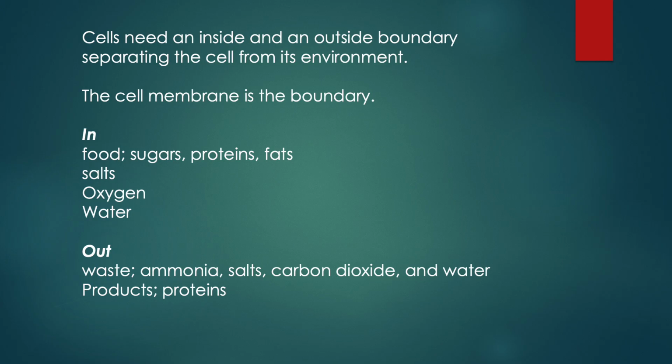Cells need an inside and an outside boundary separating the cell from its environment. The cell membrane acts as that boundary. But particles need to be able to move into the cell, such as different foods, sugars, proteins, and fats, as well as salts, oxygen, and water. And the materials need to be able to leave the cell, such as ammonia, salts, carbon dioxide, and water, and then proteins.